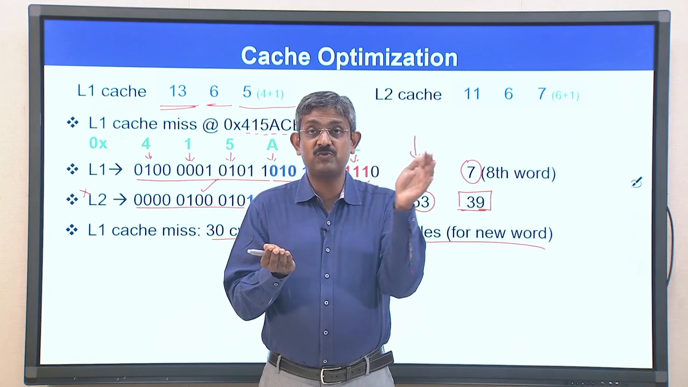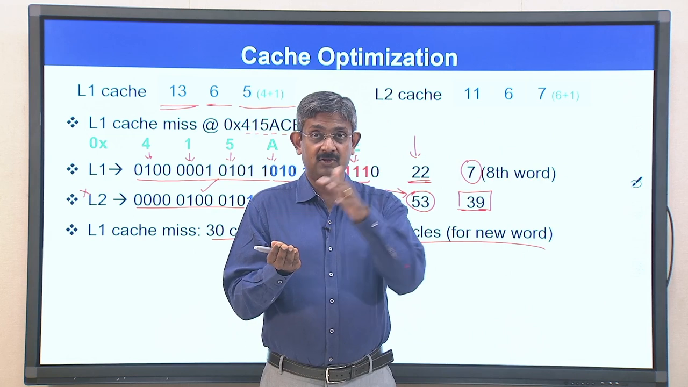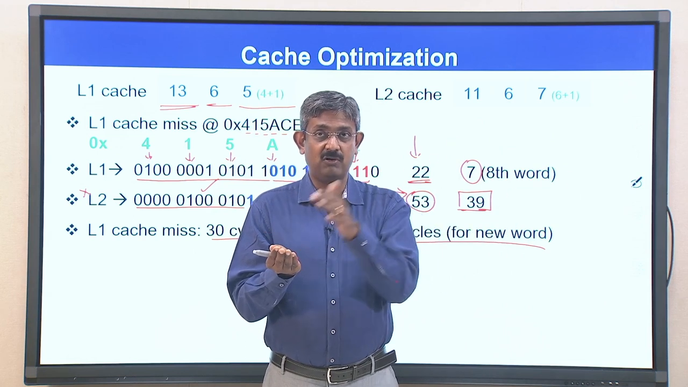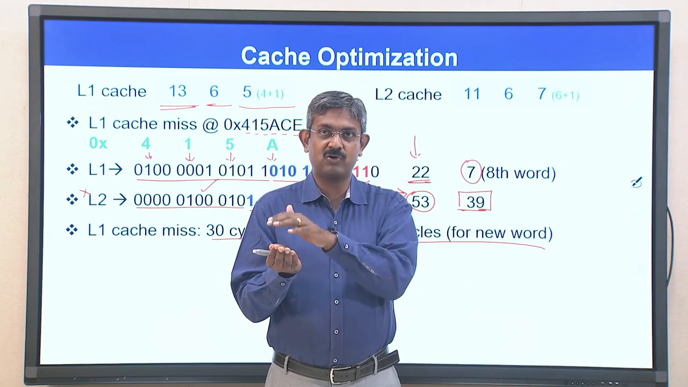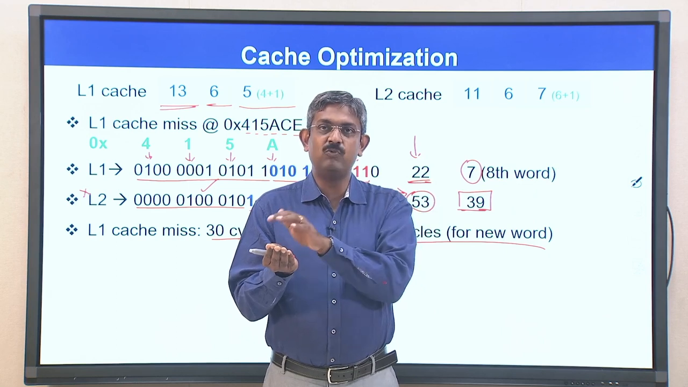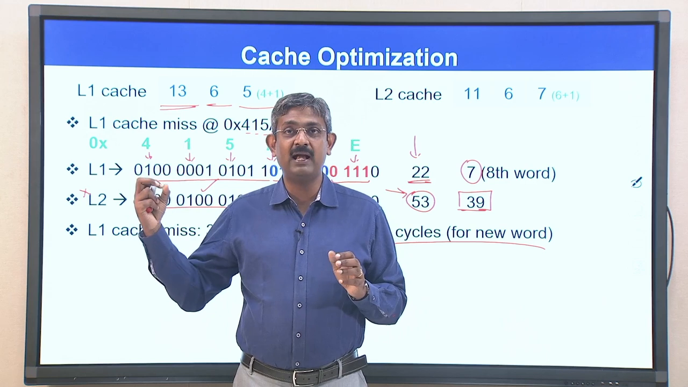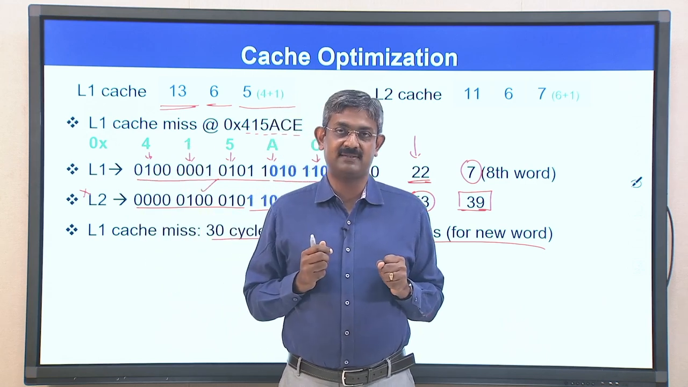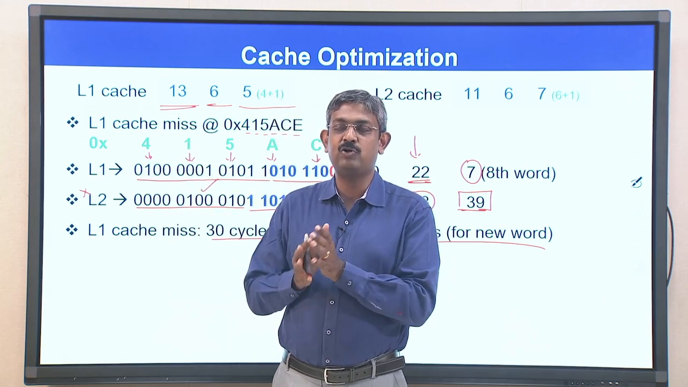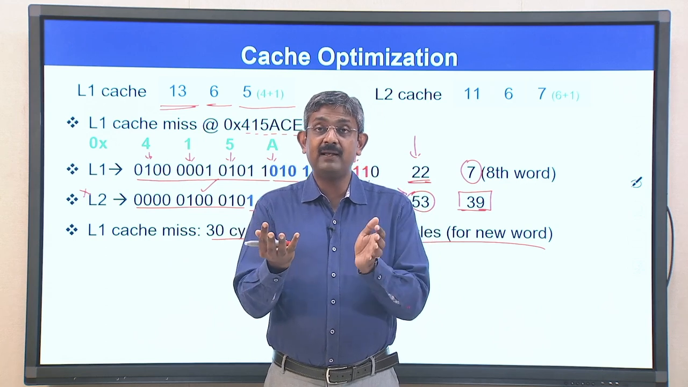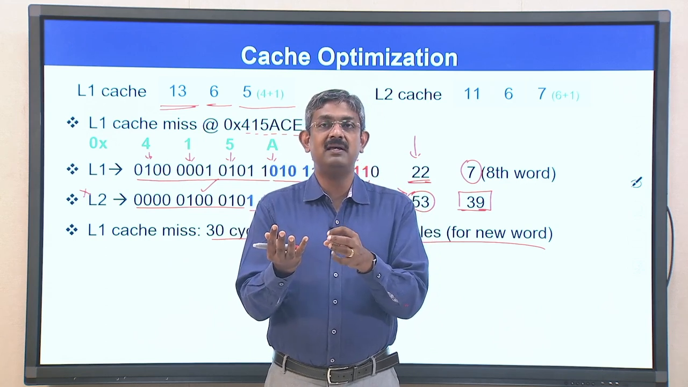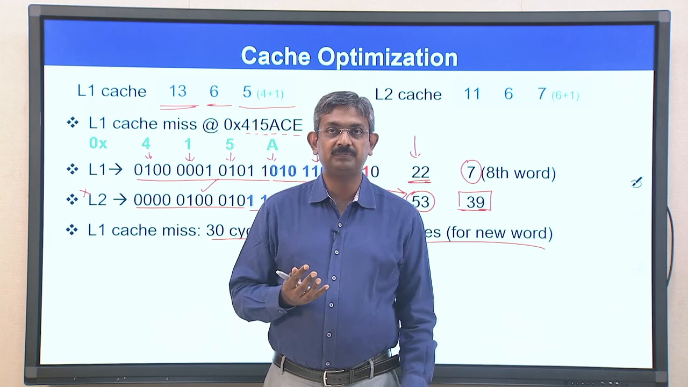I'm going to fill up this block one by one. So, first you bring word number 0, word number 1, word number 2, like that. How many words will you bring? Equal to the capacity of L1. That is why we are looking at the address of L1 in this case. Even though we learned about the address of L2 and split it up, we are looking at what the word number is inside the missed L1 block.